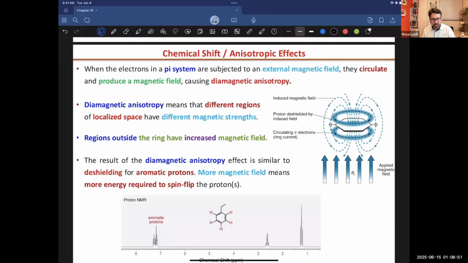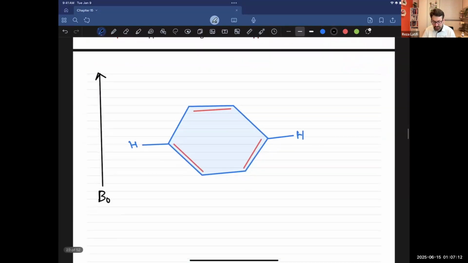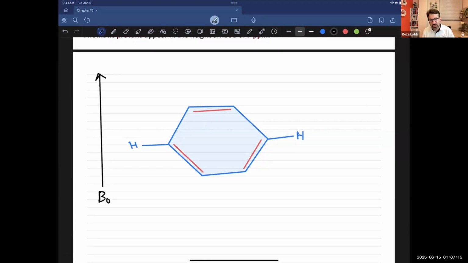So there's a peak around 7 ppm, and that's for aromatic protons. Anytime you see a signal around 7, be sure that you are dealing with a phenyl ring. And I want to talk about the anisotropic effect and what exactly this effect is. Let's assume we have a benzene molecule and we apply the external magnetic field. Because we have a pi system there, the electrons of the pi system start moving inside that ring, and that's going to create a magnetic field.